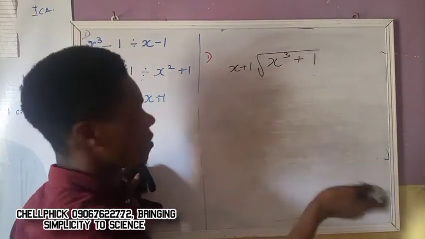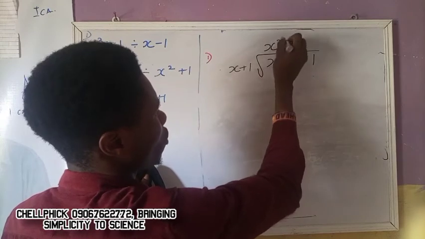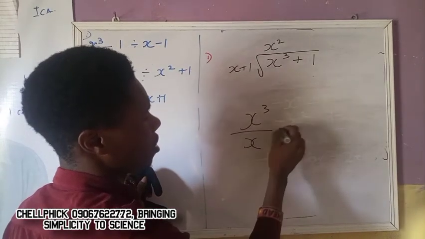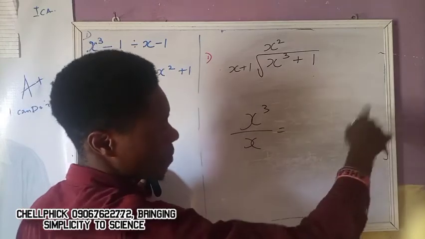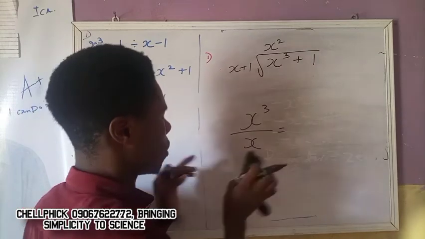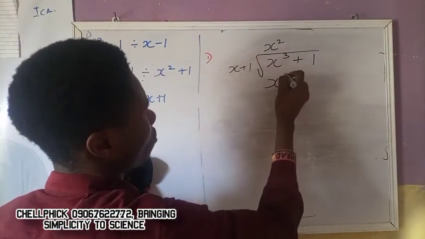So first and first, very simple. How many x can you see here? How many x can you see in x raised to power 3? It means x raised to power 2. Do you understand how I got that? I have x raised to power 3 divided by x. So it means x times x times x divided by x. You will be left with x times x, so that is x raised to power 2. So we have x raised to power 2 times x, it is equal to x raised to power 3.